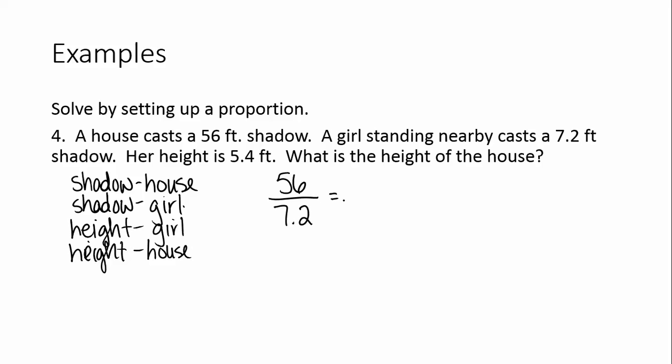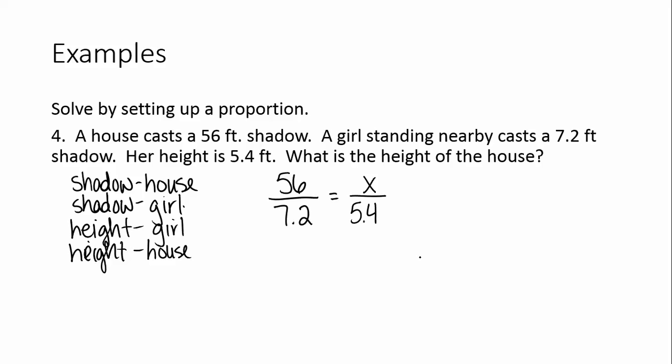So if we do the shadow of the house, that's 56 feet over the shadow of the girl, which is 7.2. We're going to set that equal to, notice I put the shadow of the house on first, so I have to put the height of the house on top over here. I don't know the height of the house. The height of the girl is 5.4. So I have the shadow of the house and the height of the house on top. And I have the shadow of the girl and the height of the girl on the bottom.